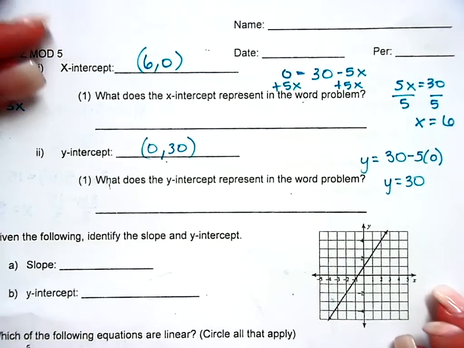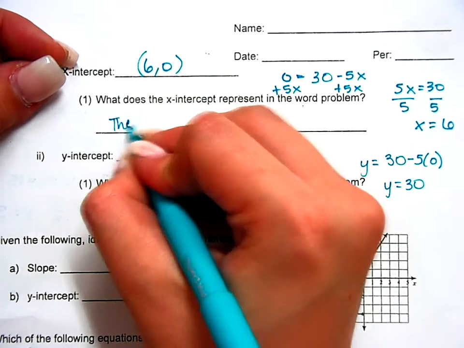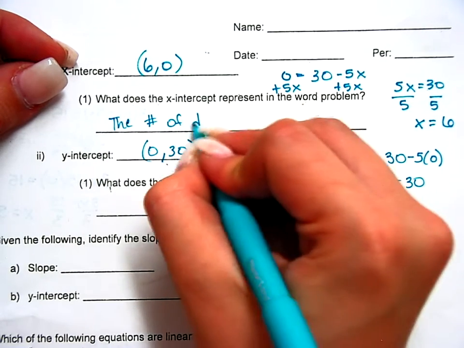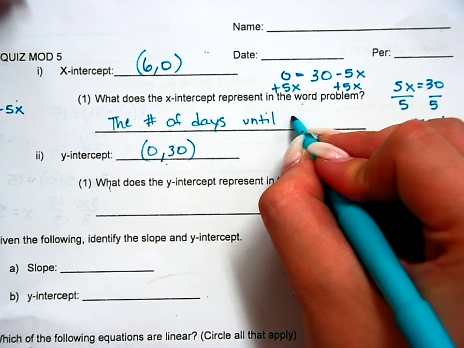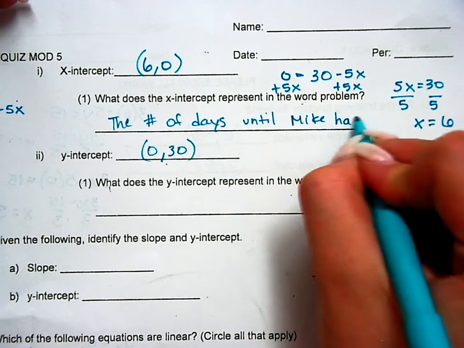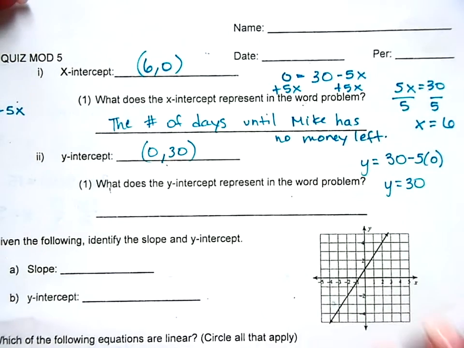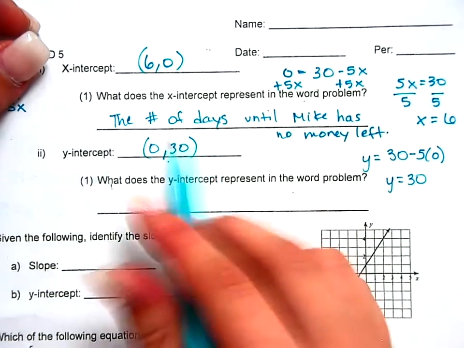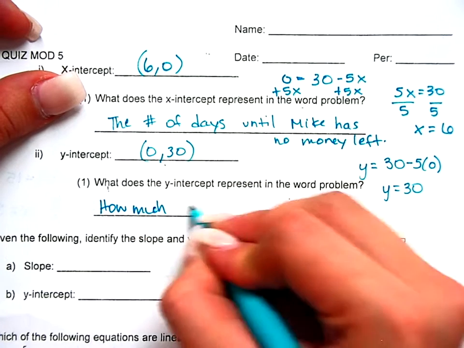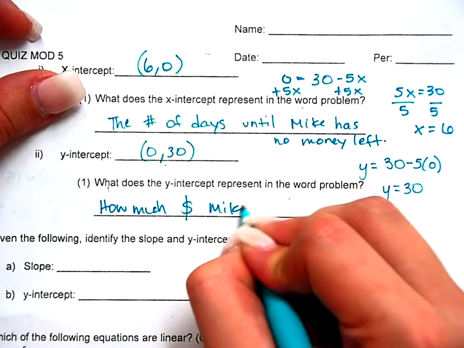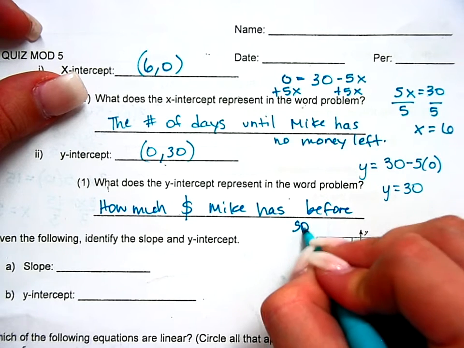Okay, our x-intercept for this problem is the number of days until Mike has no money left. The y-intercept is what he starts with. So how much money Mike has before spending it.